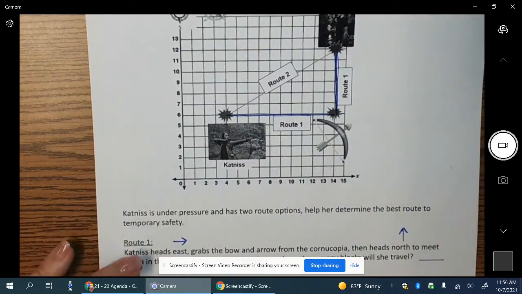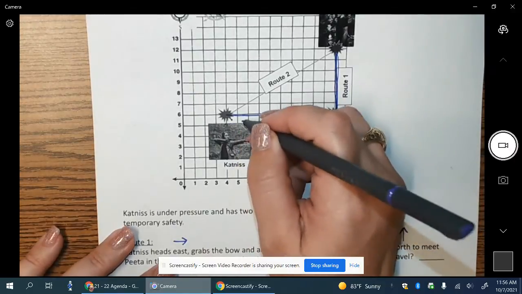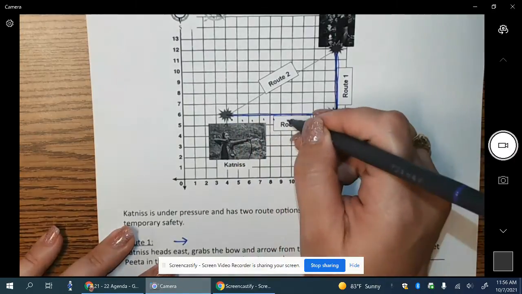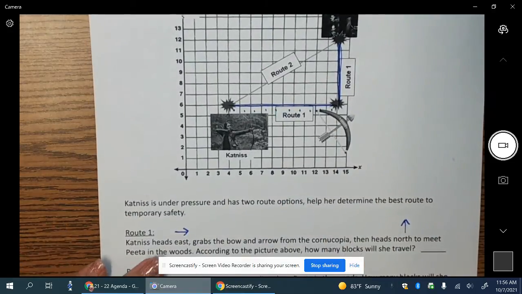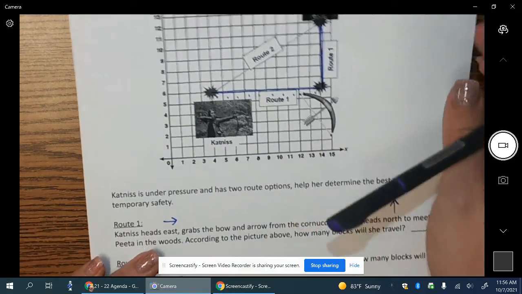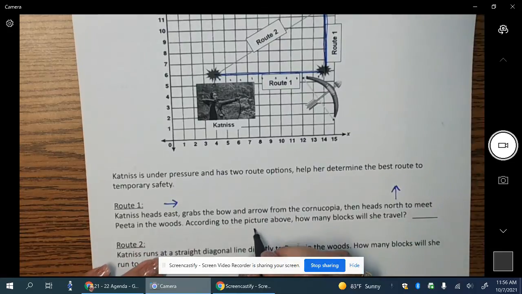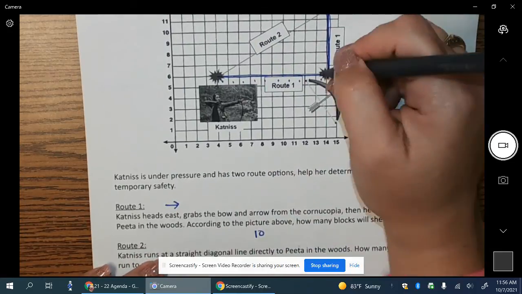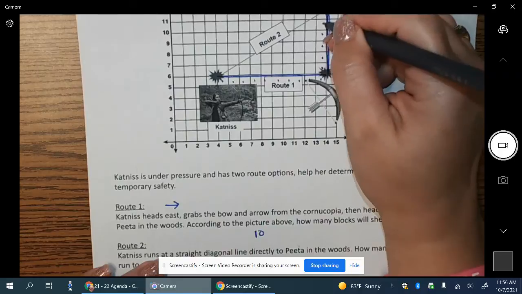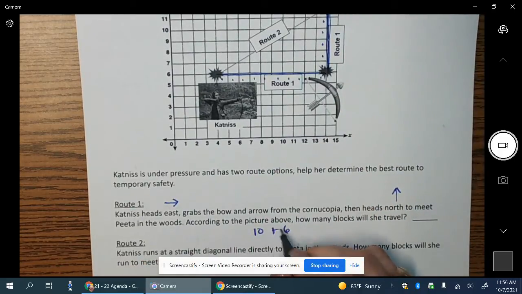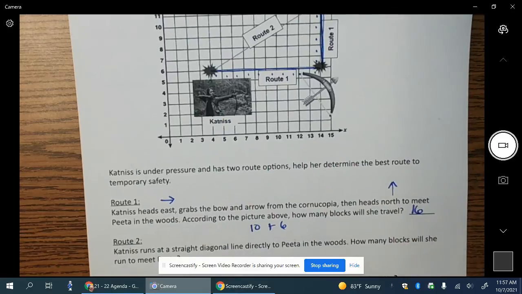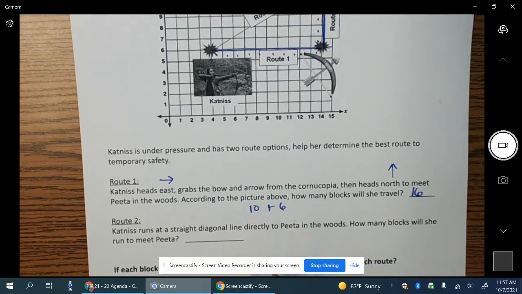So how far east did she travel? 10. I hear 10. Anybody else? I also got 10. Okay. How far north did she go? 6. So how far did she travel? 16. If she went that way, she traveled 16 blocks.